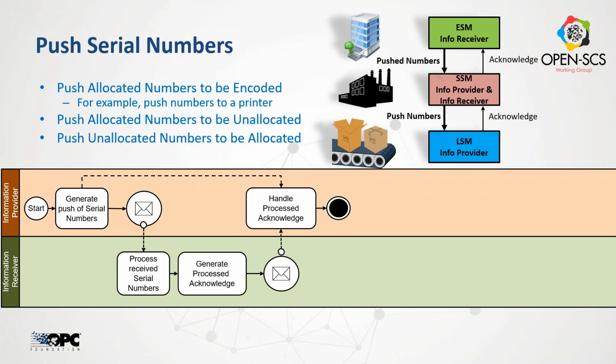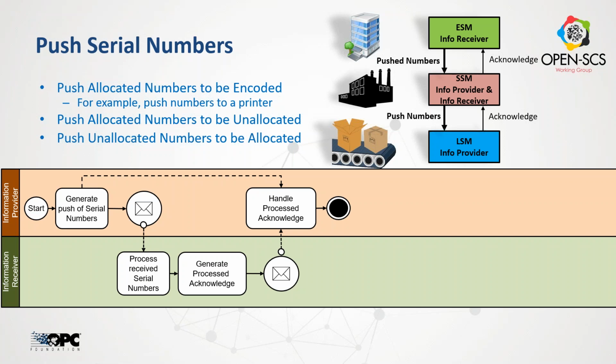Now, not all times will the lower level systems be able to ask for data. So I may have, I'm going to call it a not quite intelligent line printing scanning system, and it's not going to be asking for information, but it needs to be told, here are the serial numbers for you to use. Likewise, I may have an enterprise serialization manager that says, okay, I'm going to send down an order to make 1 million products, and I'm going to send you down 1 million serial numbers at the same time. So I'm going to push those down.